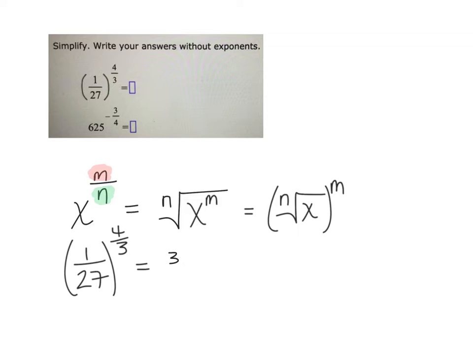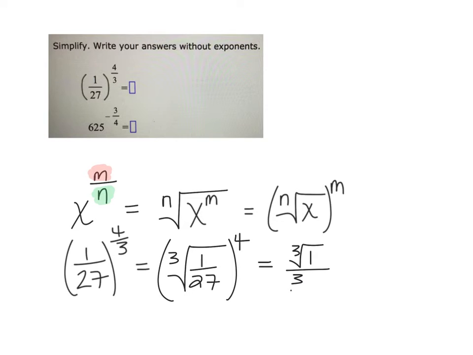So rather than writing it to the 4th power inside the radical, it's going to be much easier to compute if I compute the cube root of 1 divided by 27. I'll compute that value first, and then I'll raise the result to the 4th power. So look at what happens. When we have the cube root of 1 divided by 27, we'll take the cube root of the number in the numerator, which is the cube root of 1, divided by the cube root of 27. We will go ahead and simplify both of those values and then raise the result to the 4th power. The cube root of 1 is 1. The cube root of 27 is 3, so that gives me 1/3.